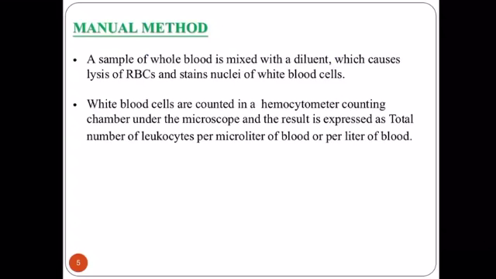In the manual method, a sample of whole blood is mixed with a diluent, which causes lysis of the RBC and stains the nuclei of the WBC. So we can easily see the lymphocytes, neutrophils and other cells. White blood cells are counted in the hemocytometer counting chamber under the microscope, and the result is expressed as the total number of leukocytes per microliter of blood and per liter of blood.